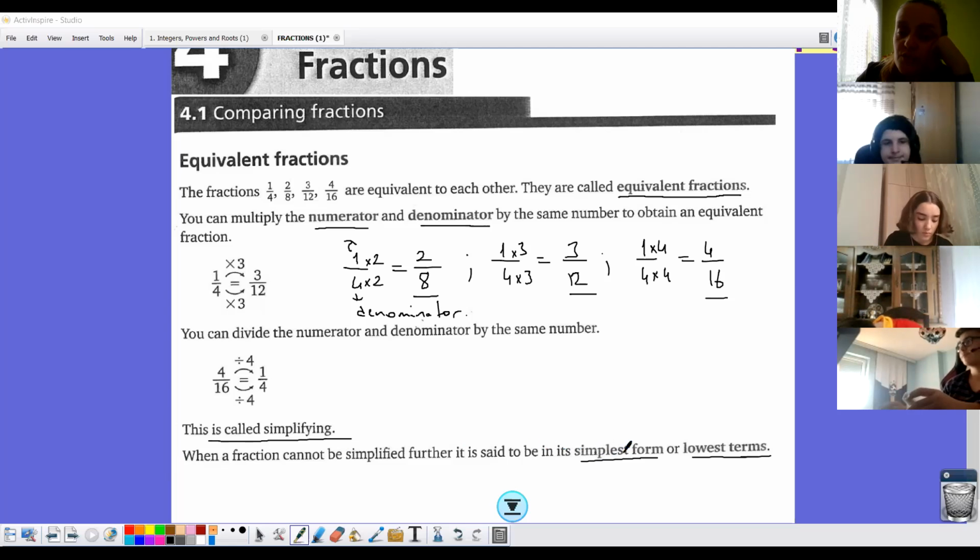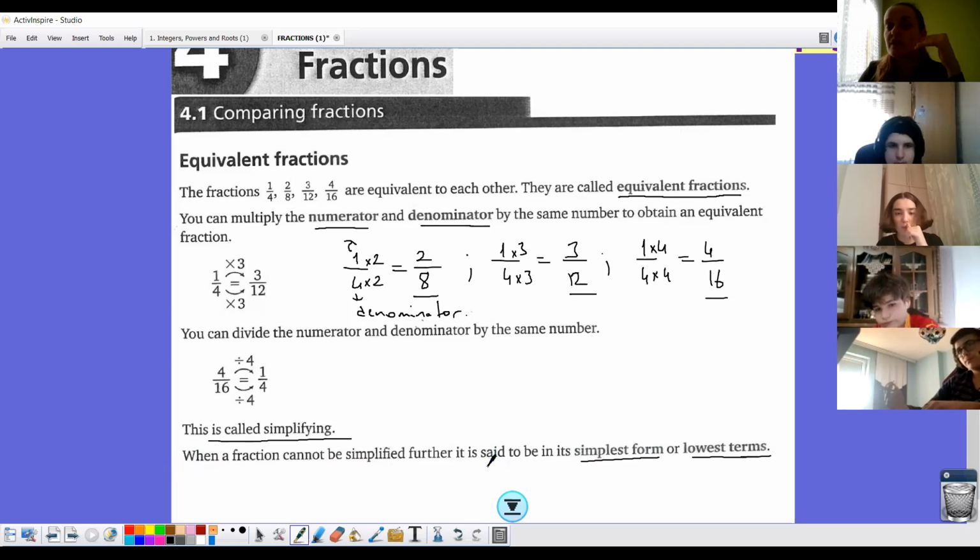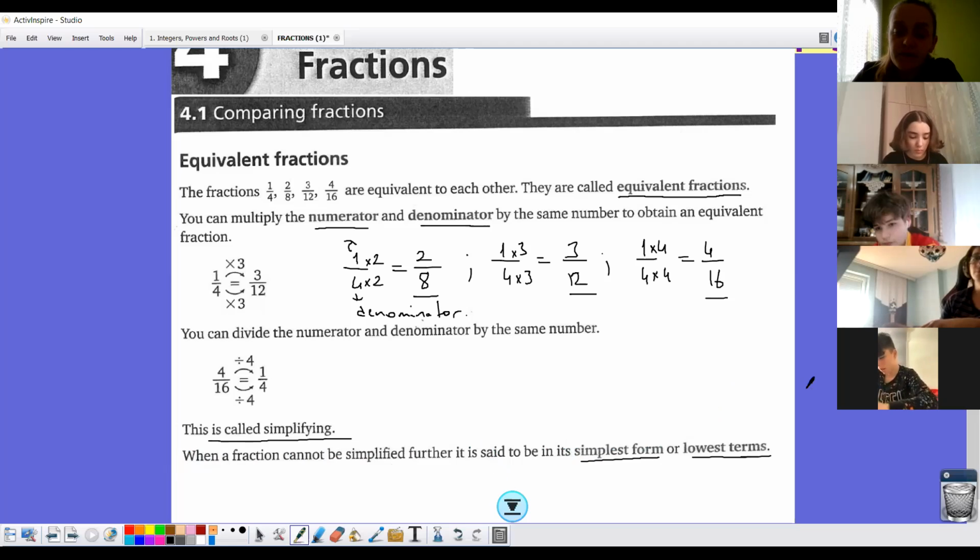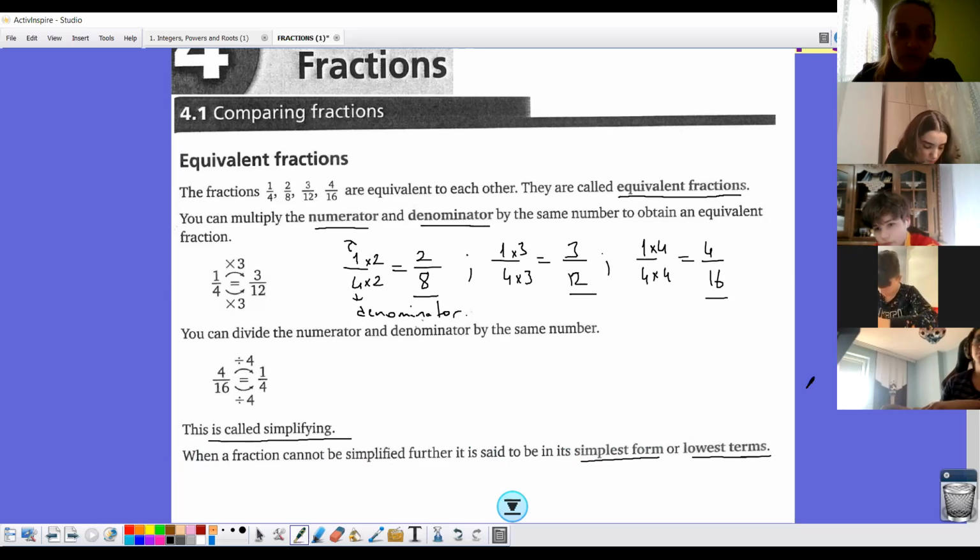So please know that we also have the simplest form. Did you understand what the simplest form means? Yes, when our fraction cannot be simplified more. You can get the smallest numerator and denominator and it cannot go more. So it is the simplest form, or we call it lowest terms. If you finish writing, I will show you a video.